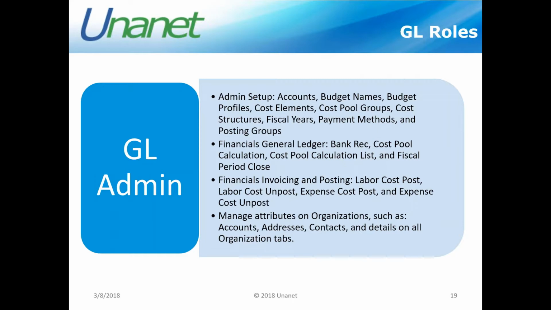So they also are setting up the financials general ledger, so their cost pool calculations and their fiscal period close and their bank reconciliation. They also can do the labor cost post and unpost, the expense cost post and unpost. And then they can manage certain attributes on the organizations, like accounts and addresses and contacts. So these are those details on the organization tab. So again, it's a lot of that setup and background information that's needed from the financial perspective.